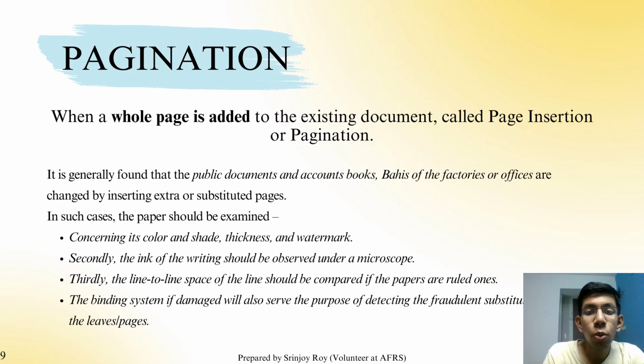Moving on to pagination, which is also, as I mentioned, inserting another page into an existing document. That is known as pagination. And how will you detect pagination? You will be checking the color of the paper, the shade of the paper, the thickness of the paper, the size of the paper, the watermarks, if there are any watermarks on the paper or not, how the letters have been printed, whether they're in the same format or not, how the papers have been bound, whether there have been any staple marks or anything else on the paper or not. The page numbers as well. In these ways, we then detect pagination or page insertion.